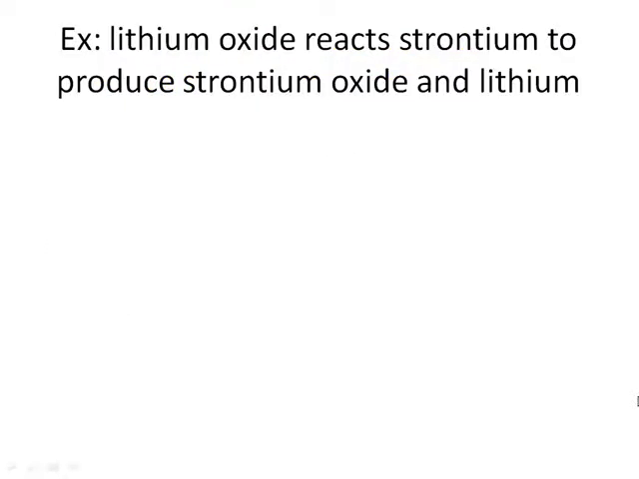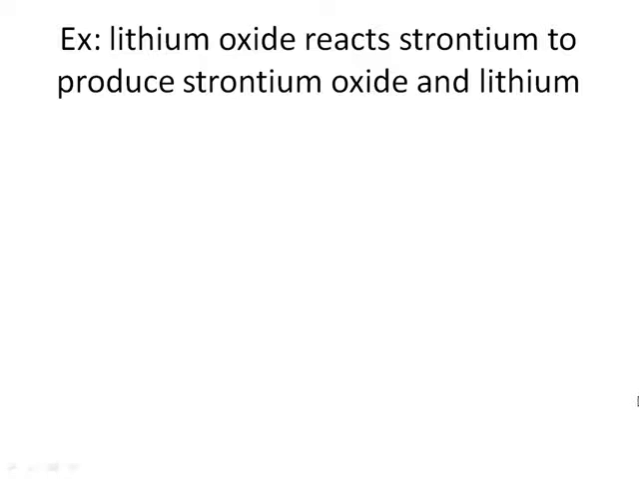Let's do an example, a little more difficult. We have lithium oxide reacts with strontium, I should have a "with" there, to produce strontium oxide and lithium. So again, what are my reactants? Well, lithium oxide reacts with strontium. So that tells me those are my reactants. My products then are going to be strontium oxide and lithium. So I need to come up with the correct formulas first and write them in the right places.